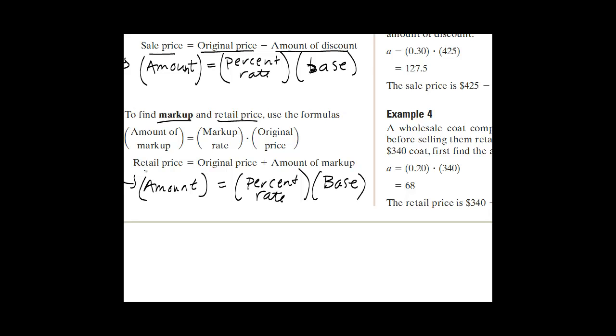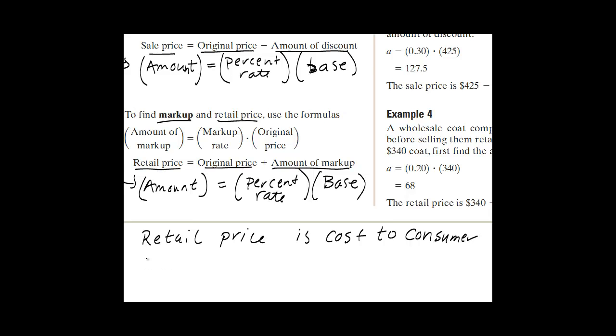Then to find the retail price, we'll start with the original price, whatever the store paid for the product, and we'll add to that the amount of the markup, and that gives us the retail price, or the price that the person purchasing it, us, would have to pay for something. So retail price is what it costs the consumer. You are the consumer when you go to the store. That's the retail price. Wholesale price is the price the store pays.